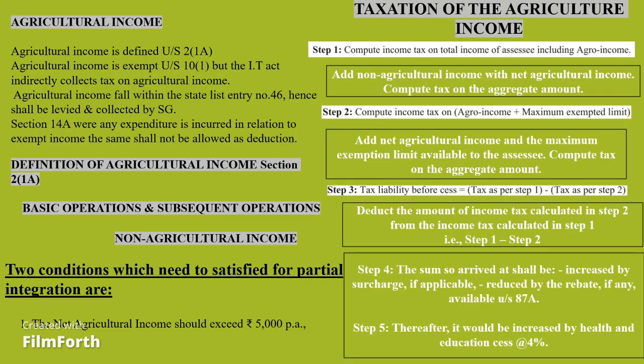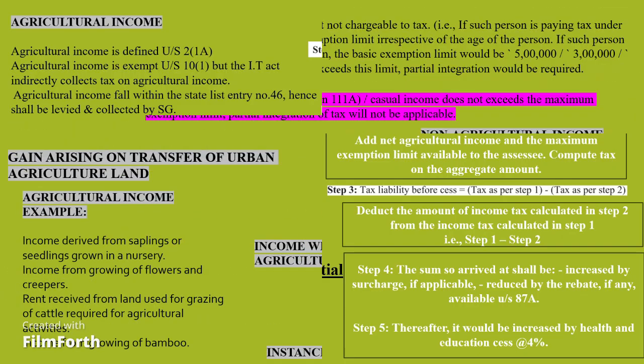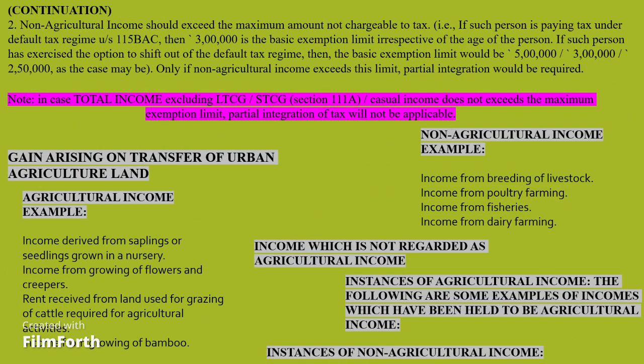Compute tax on the aggregate amount. Step 2. Add net agricultural income and the maximum exemption limit available to the assessee. Compute tax on the aggregate amount. Step 3. Deduct the amount of income tax calculated in Step 2 from the income tax calculated in Step 1. That is Step 1 minus Step 2.